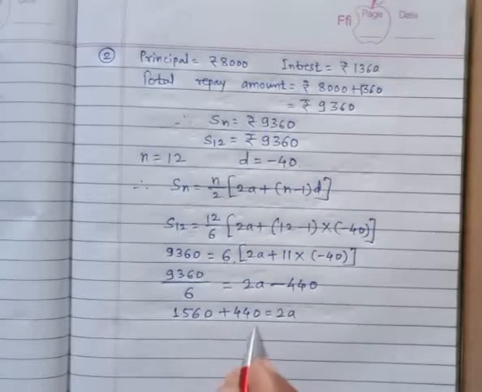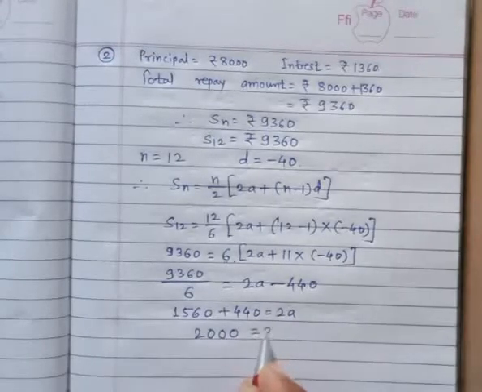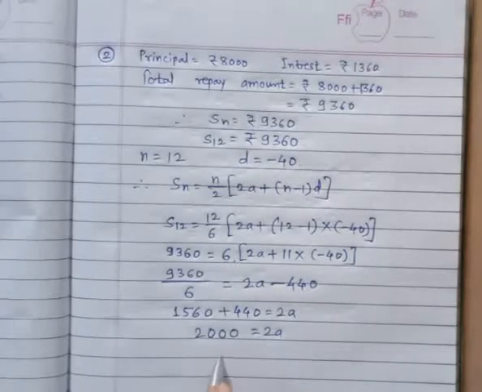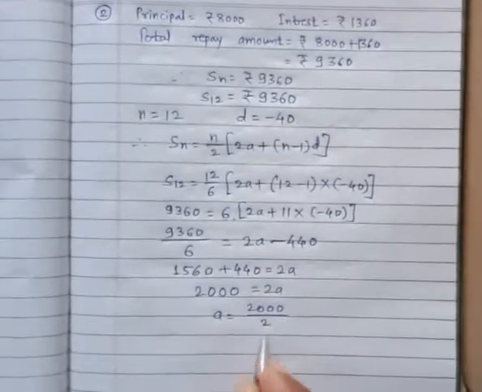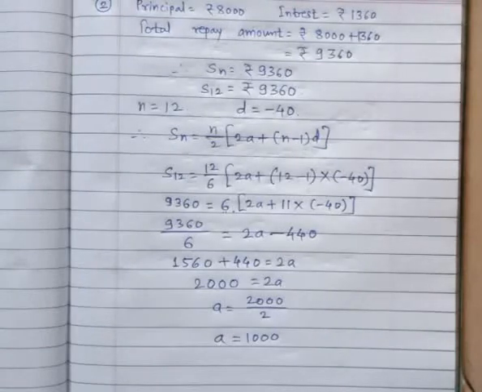Take the addition: 4 plus 6 is 10, carry 1; 5 plus 5 is 10, carry 1, giving 2. So 2000 is equal to twice A. Therefore, A is equal to 2000 divided by 2, so A is equal to 1000. Therefore, the first installment is rupees 1000.